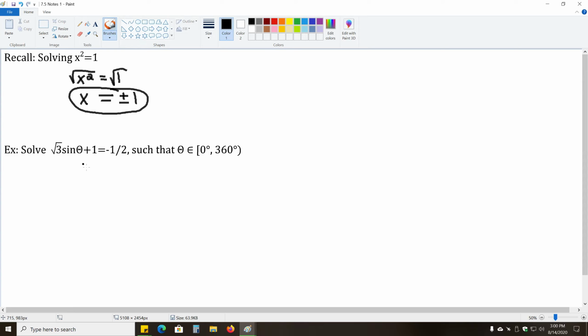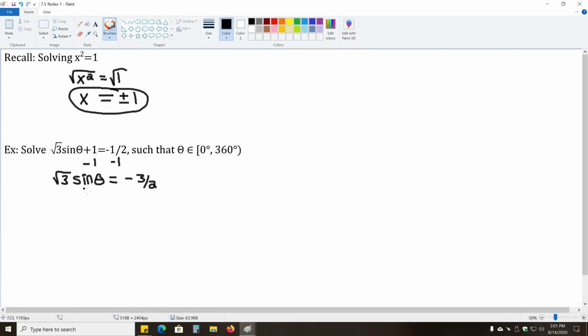To start off with, we're going to get sine of theta alone by subtracting 1 from each side of the equation, which gives us the square root of 3 times sine of theta equals negative 1/2 minus 1. That's the same thing as negative 1/2 minus 2 over 2, so we get negative 3 over 2. Remember, if you have trouble with fractions, you can always show that off to the side to make it easier for yourself, but just to save some time.